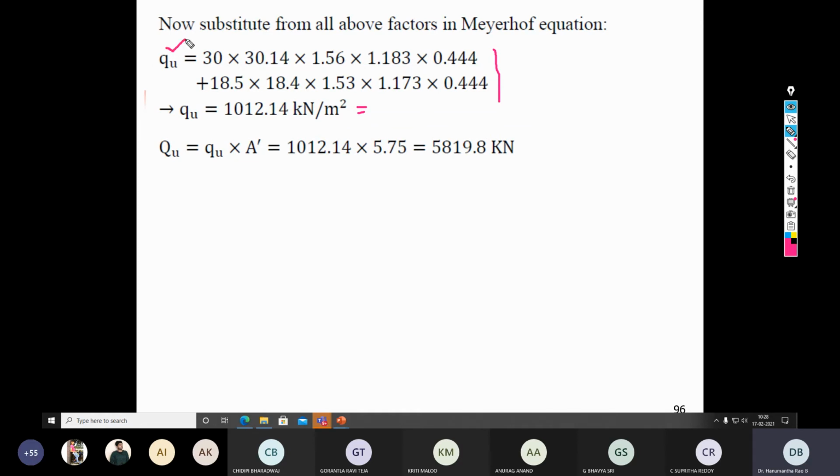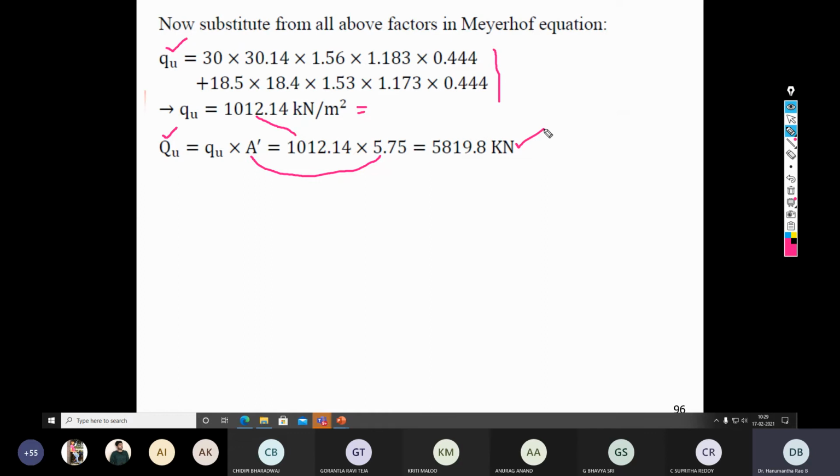So this is the bearing capacity, and you can convert the bearing capacity into bearing load by multiplying with the effective area. So capital QU is nothing but ultimate bearing capacity multiplied by effective area. Ultimate bearing capacity is 1012.14 and effective area is 5.75. So what you get is 5819.8 kilonewton. This is the amount of load that shall be taken by the soil.